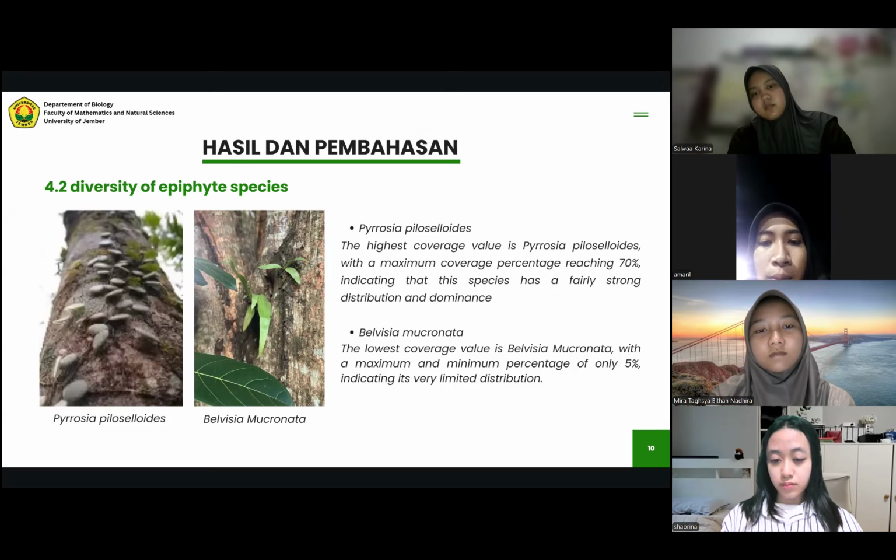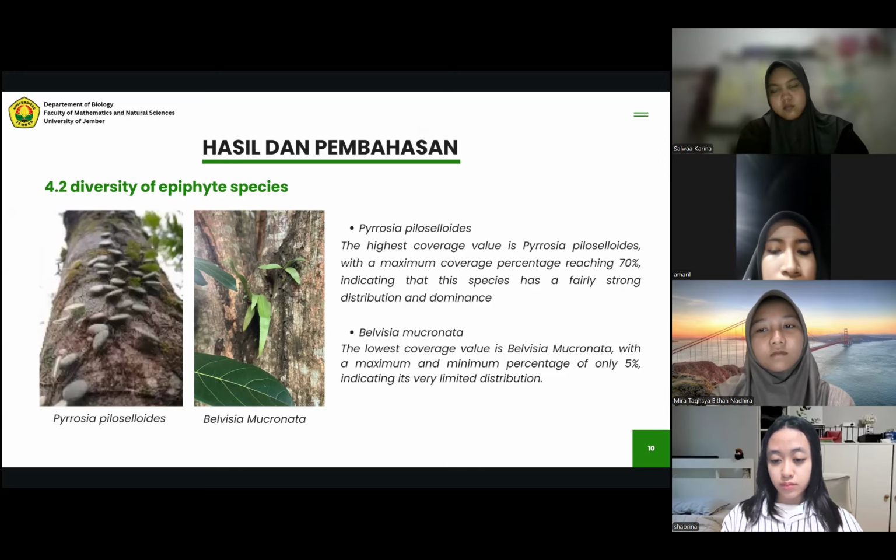This Pyrrhosia pilosoides is different from Belvisia mucronata. The lowest coverage value is Belvisia mucronata with a maximum and minimum percentage of only 5%, indicating its very limited distribution.